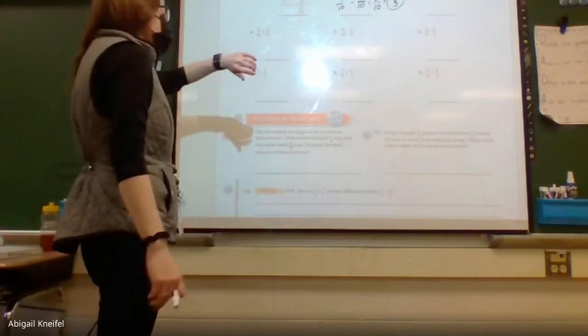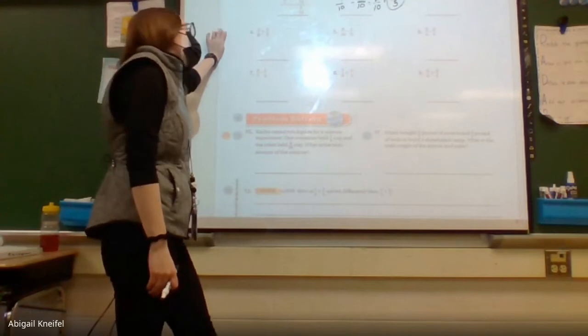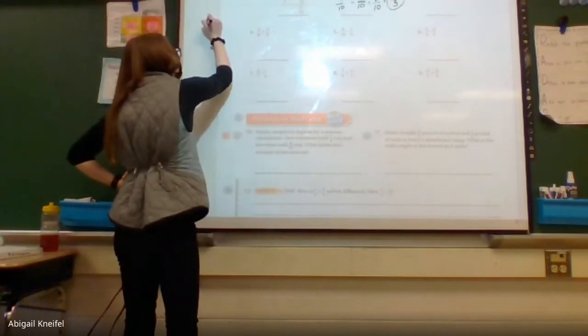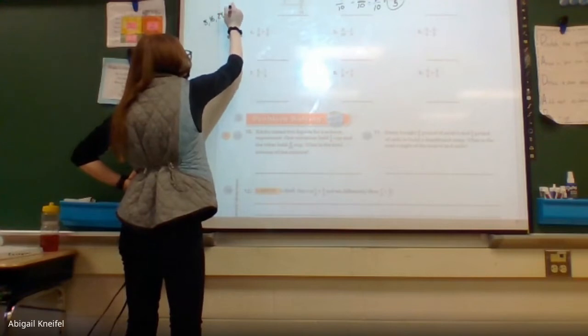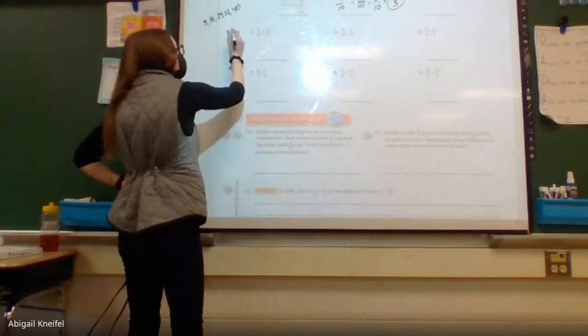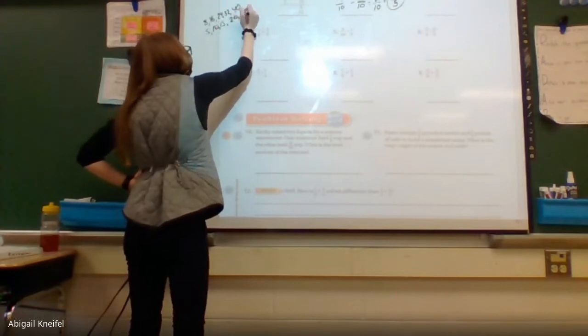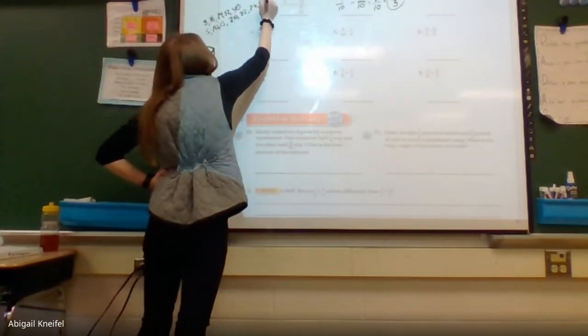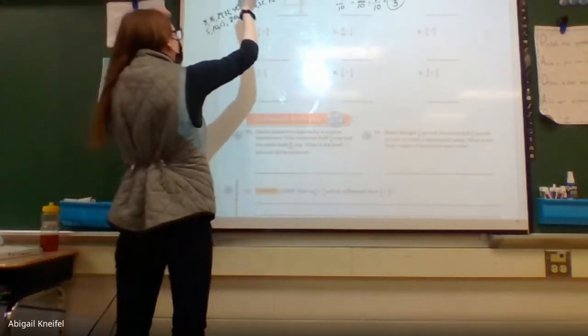All right, let's find the least common denominator for 8 and 5. 8, 16, 24, 32, 40. That's probably enough. Let's count by 5s. 5, 10, 15, 20, 25, 30, 35, 40. Wow, that took forever. What is that least common denominator, friends?